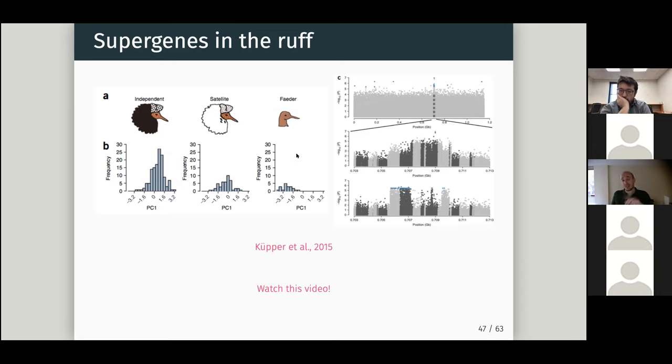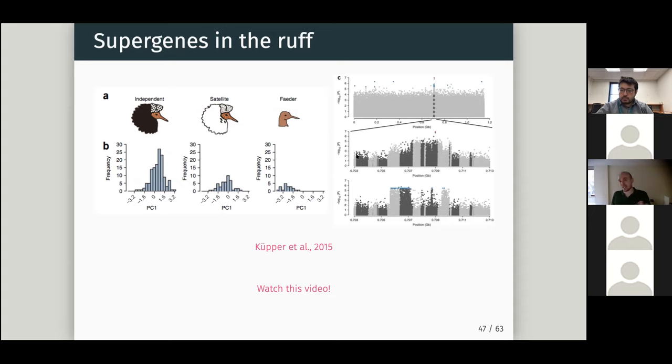And it's not the only one. There are many, and after this study in particular, many other cases have been detected of exactly the same kind, involved in different regions, different genes. But in birds, this is particularly common. This in 2015 required a lot of work. I met these people at some point.